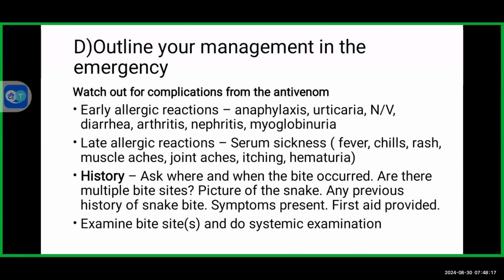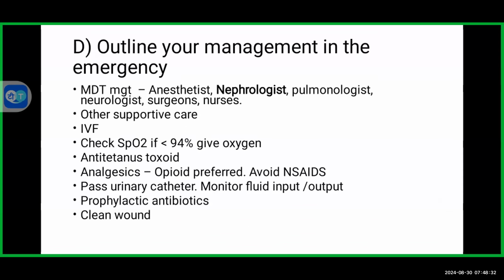While you're managing the patient, it's good to ask where the bite occurred, if they have a picture of the snake, any previous history of snake bites, the symptoms present, and what they did before they came to the hospital. Depending on the presentation of the patient, you may need a multidisciplinary management approach. This patient may need a nephrologist, and if the patient has respiratory compromise, a pulmonologist, the anesthetist, or the surgeon in case of compartment syndrome, and then other supportive care like fluid resuscitation.